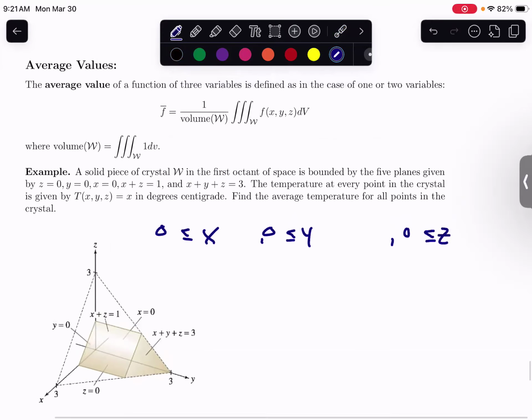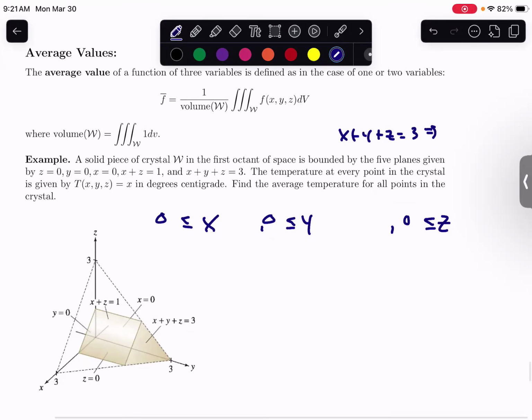And so if we have x plus y plus z is equal to 3, if we want to write things in terms of y, you just subtract x and z, which is going to tell you that y is equal to 3 minus x minus z. That's going to be the upper bound with respect to y. You're going to have 3 minus x minus z.